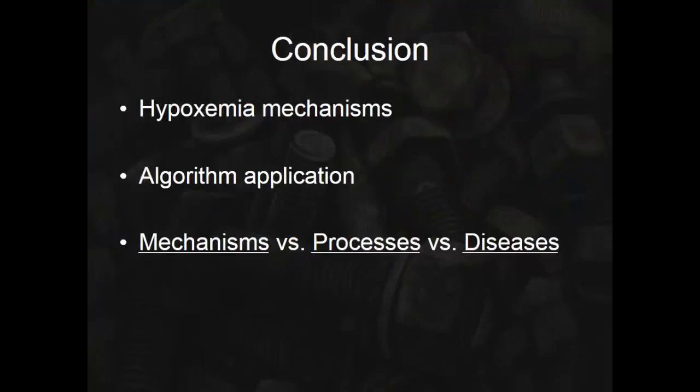Okay, very good. So we talked about the hypoxia mechanisms. The major mechanisms are hypoventilation, V/Q mismatch, shunt, and diffusion block, and low inhaled FiO2, which is not very common. You have the algorithm in mind. You know what to start with, blood gas. And remember, there's a difference between mechanisms, processes, and diseases. You can have multiple mechanisms for the same process. You can have multiple processes in the same disease. Okay. That's it for today.